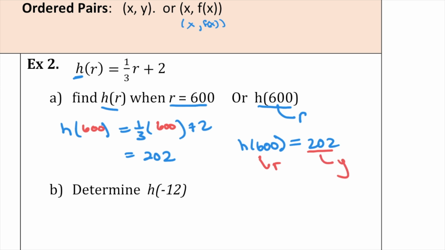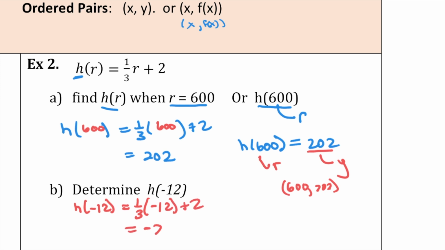You would write 600, 202. To determine h of negative 12, we're going to write h of negative 12. Notice your pattern. We're replacing the r value again. We will have 1/3, parenthesis, we'll replace with the negative 12 plus 2, and that gives us negative 2 once you simplify. So h of negative 12 equals negative 2. If you write an ordered pair, negative 12, comma, negative 2.